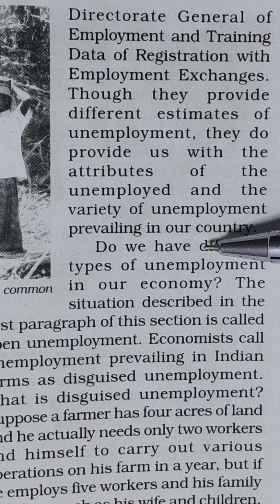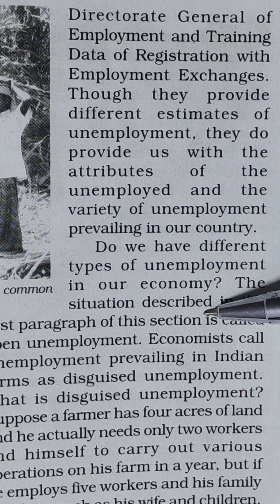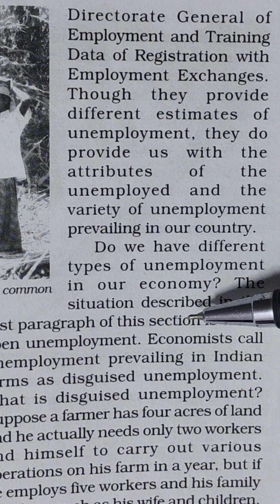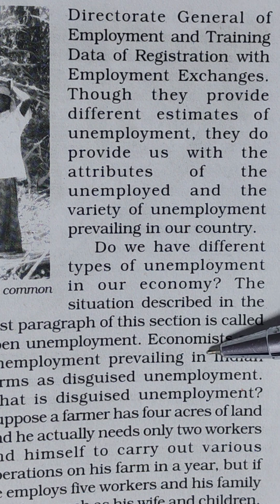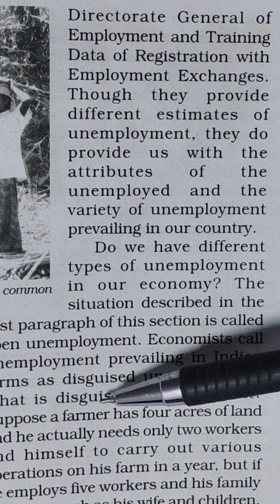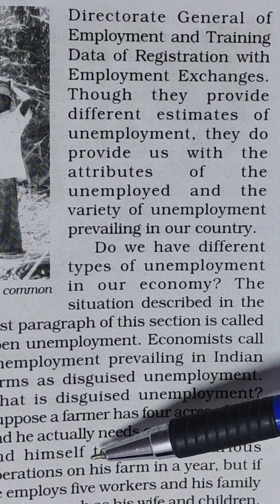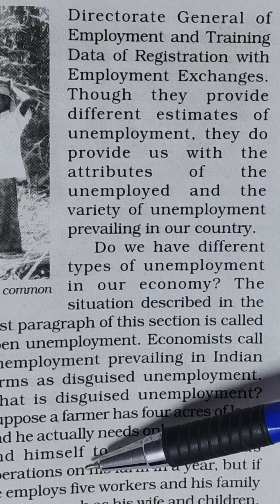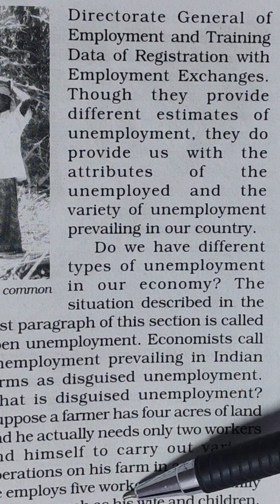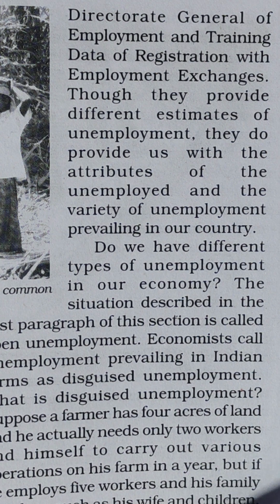Do we have different types of unemployment in our economy? The situation described in the first paragraph of this section is called open unemployment. Economists call unemployment prevailing in Indian farms disguised unemployment. What is disguised unemployment? Suppose a farmer has 4 acres of land and he actually needs only 2 workers and himself to carry out various operations on his farm in a year. But if he employs 5 workers and his family members such as his wife and children, this situation is known as disguised unemployment. One study conducted in the late 1950s showed about 1/3 of agriculture workers in India as disguisedly unemployed.